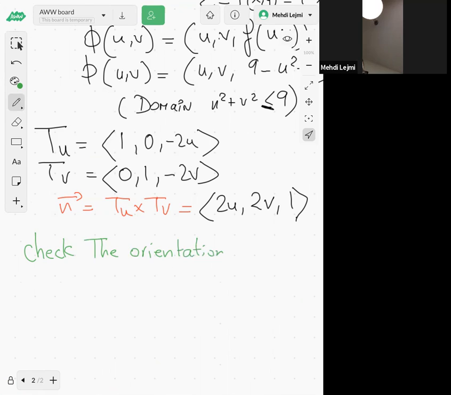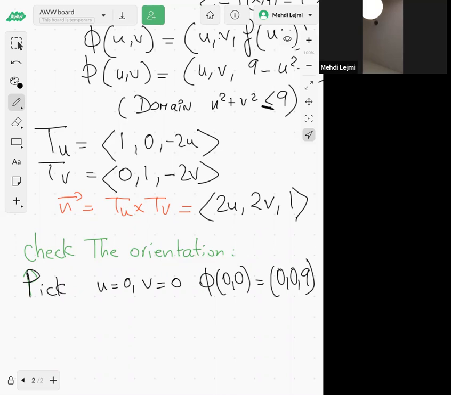So we pick a point. Let's pick the point on the top. The point on the top is when u is 0, v is 0. So phi of (0, 0) will be the point (0, 0, 9). Right? That's the point on the top, the vertex.